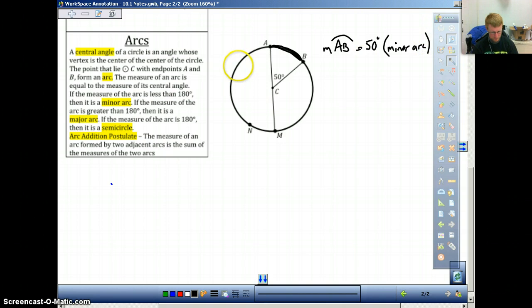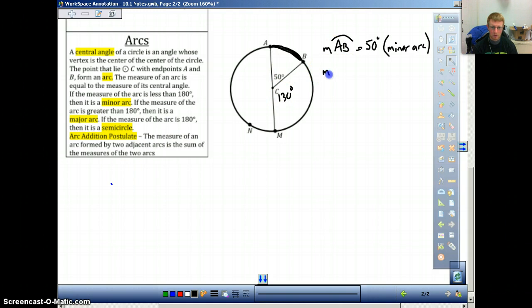Now the next part says, if the measure of the arc is greater than 180 degrees, then it is a major arc. We'll get to that in a second. And if the measure of the arc is 180 degrees, then it's a semicircle. So right here, if we are given that this is 130 degrees, the reason I know that is because this right here is our diameter, and that means we're going to get exactly half of a circle over here. So if we add these two up, 50 plus 130, that is equal to 180.